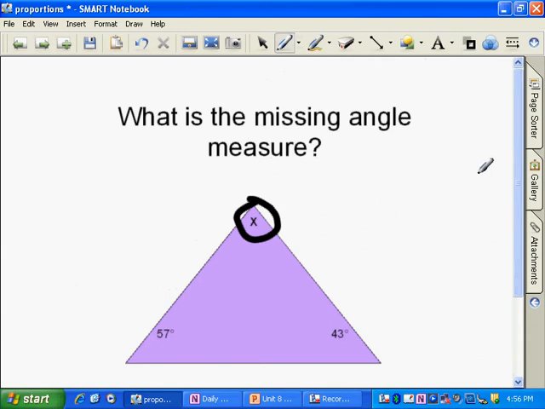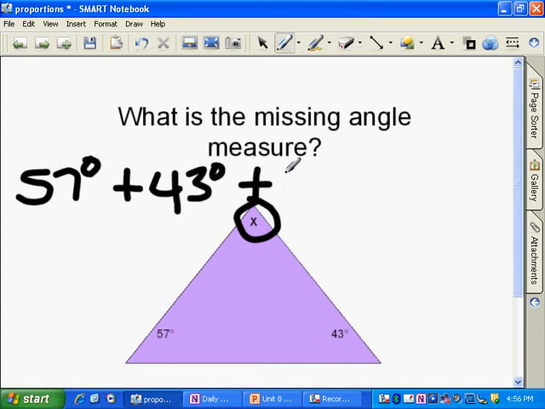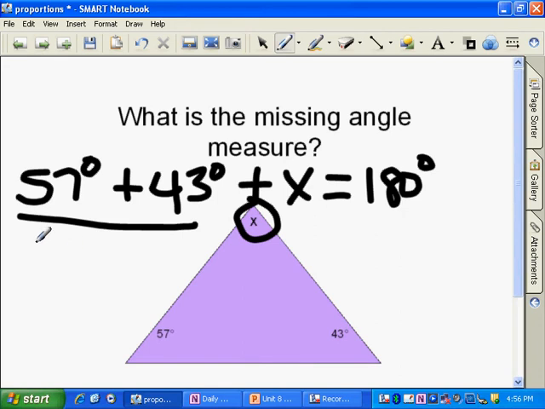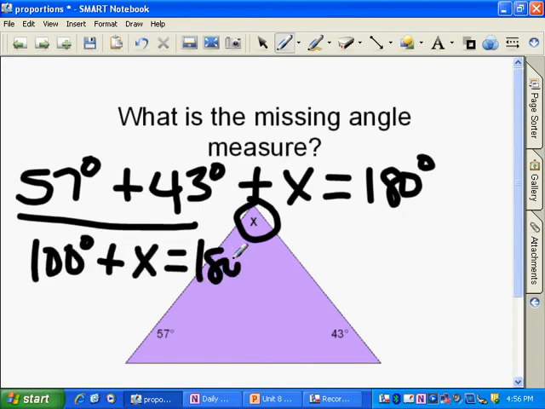So for this particular example, I know that I have 57 degrees. Sorry, let me write that again. I have 57 degrees, and I'm going to add 43 degrees, and then I've got whatever this measure here is, x, that all three of these together will equal 180 degrees. Well, 57 plus 43 is 100 degrees. So 100 plus x is equal to 180, and then we can figure out that this missing angle measure is 80 degrees. So don't go by the look of it, because it's obviously not 80 degrees if you're looking at it. But according to our calculations, it's 80 degrees.